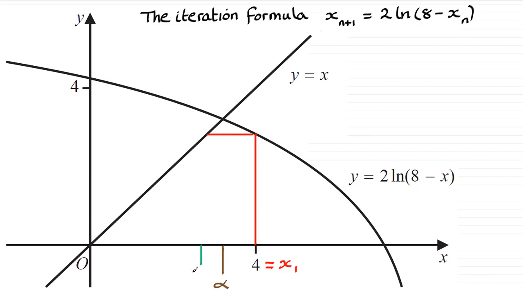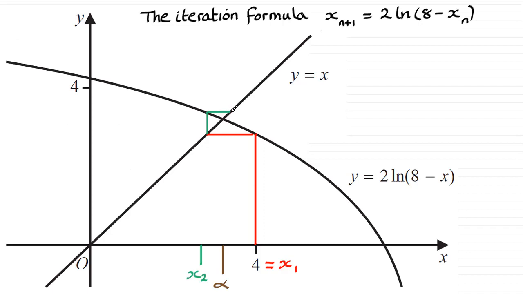It would be x2. And with that value of x2, we would substitute it back into our equation and it will give us a corresponding y value. If I come up here, we substitute it into the equation and you can see it would give us this y value here. I would take that y value, and it would be exactly the same as this x value if I projected downwards.